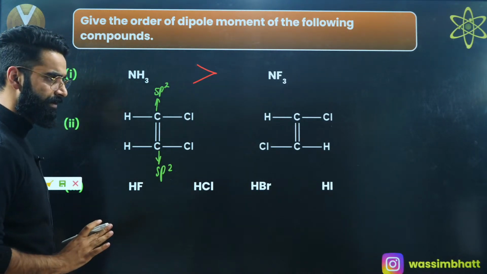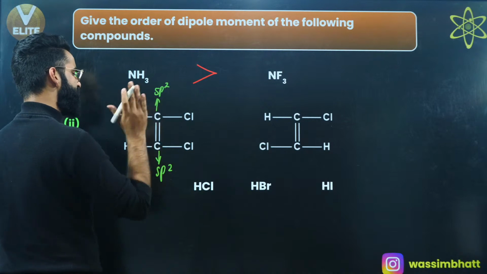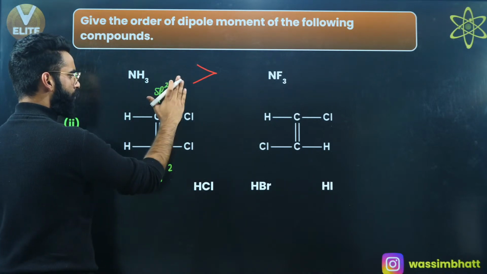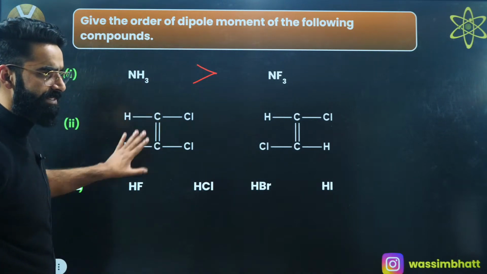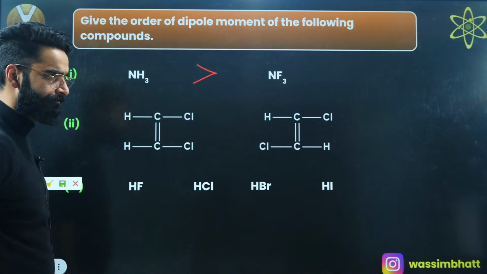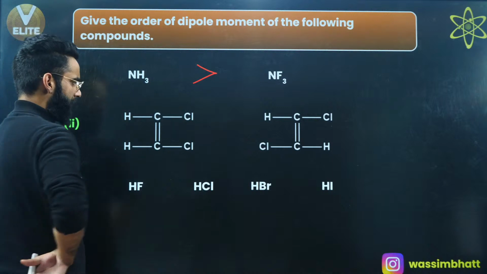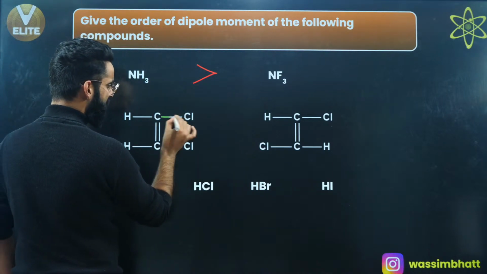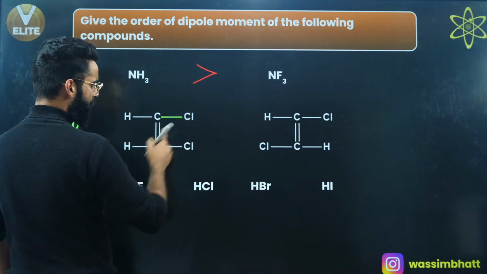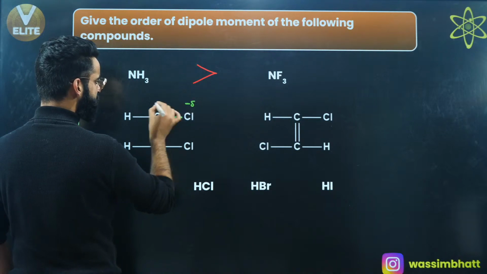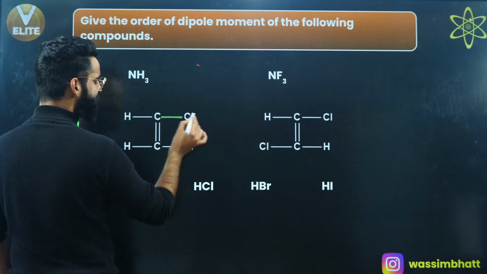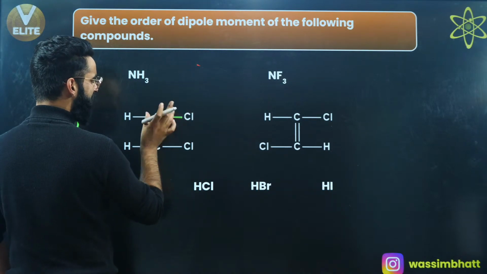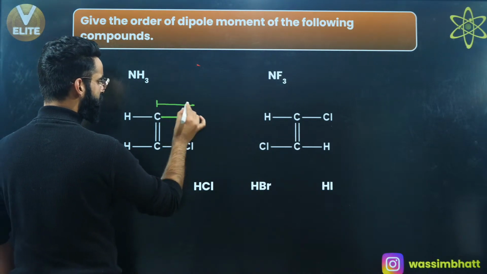So all the bonds are basically present on the same plane. All the bonds over here are present on the board, correct? Now have a look. If you look at this bond, guys, carbon-chlorine, chlorine is more electronegative, so this gets delta negative, this would get delta positive, right? Or you can say this C-Cl bond is acting like a dipole, and the direction of dipole moment is from less electronegative element to more electronegative element.